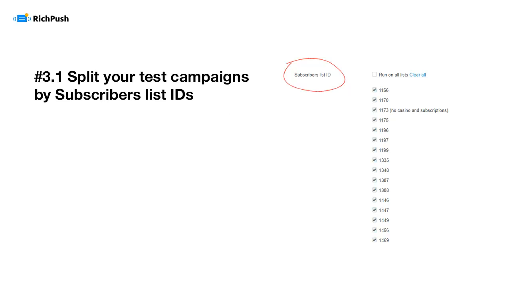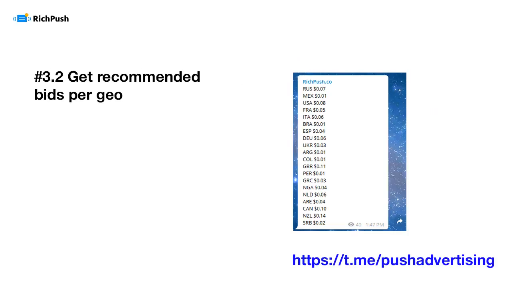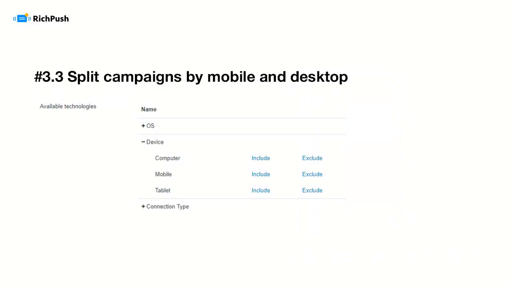Split your test campaigns by subscribers list ID to check how each of the subscribers list perform with your offers. Get the recommended bids per geo from the account managers and in our Telegram channel. This will give you a picture about the bidscape, what bids can get you traffic. Then a good idea would be to split test campaigns by mobile and desktop devices.